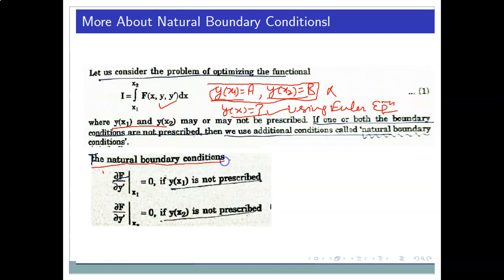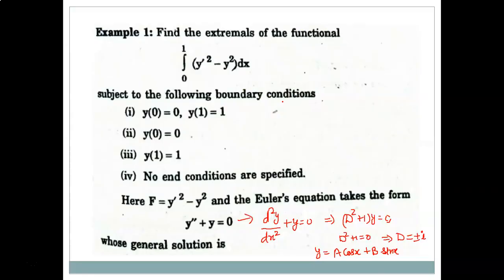We have already mentioned in earlier lectures that if you are not given the value of y at x1, then you will apply this natural boundary condition. And if this is not given, then you apply this boundary condition. If both the conditions are not initially given in the problem, then you shall apply both these boundary conditions in order to find the values of the unknown constants in the solution of the problem. For example, this is one example here.